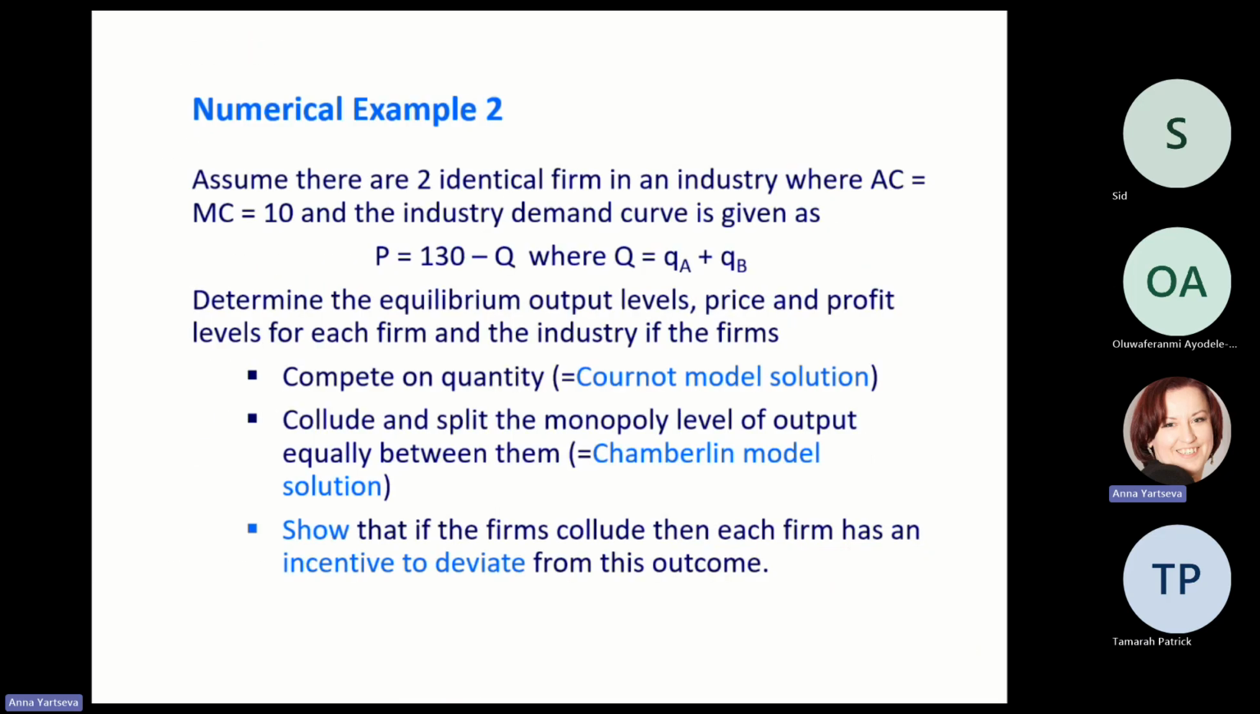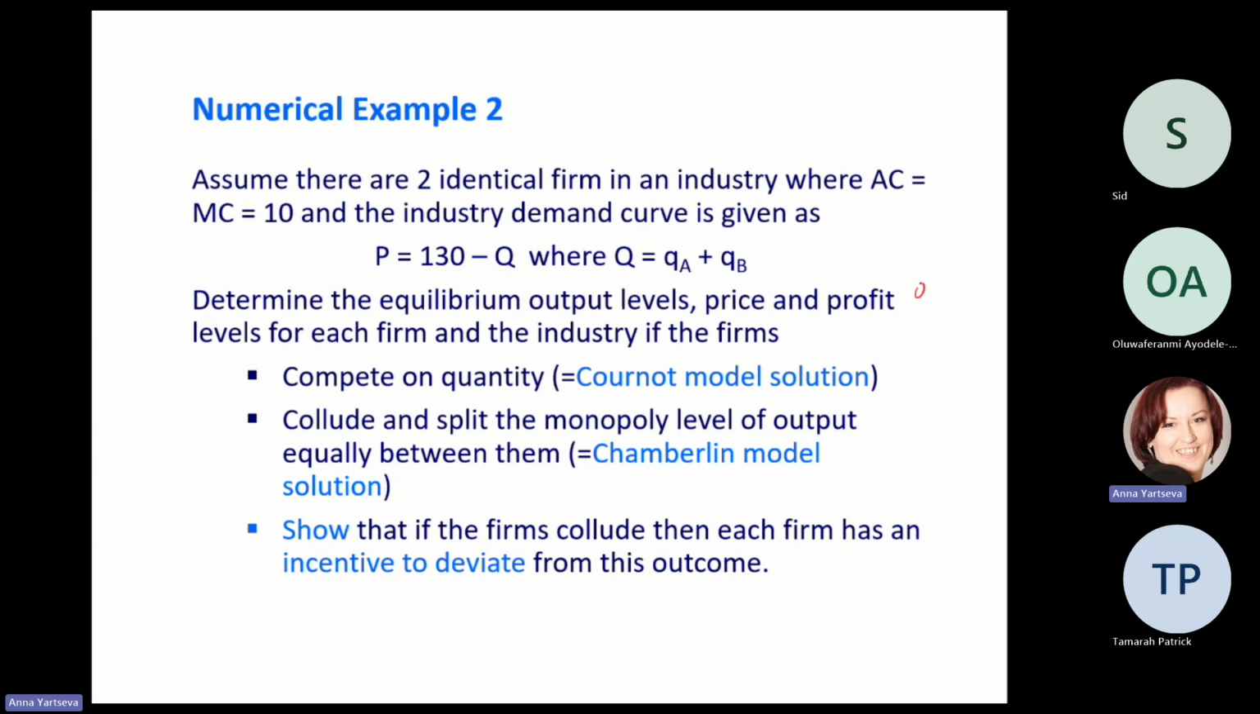Next example. How do you approach this differently if you are asked to calculate collusive equilibrium, for example, or Stackelberg equilibrium? Let's have a look at another example. Let's imagine that there are two identical firms. Costs are the same for each company. In this case, average costs are equal to marginal cost and is equal to 10, and there are some other data given for demand, right? You are asked to calculate equilibrium quantity, price, and profit for each firm. And you need to do this for different models.